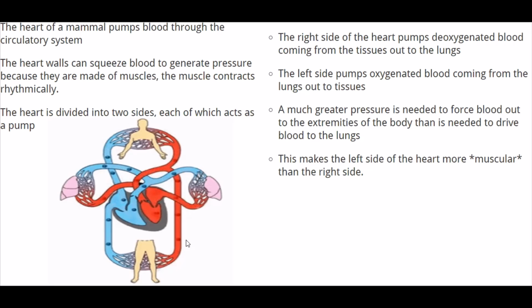This makes the left side of the heart more muscular than the right side. We have an image showing us the capillaries connecting the arteries and the veins, with the oxygenated blood indicated in red flowing out from the arteries, and then the blue deoxygenated blood flowing back to the heart through the veins.